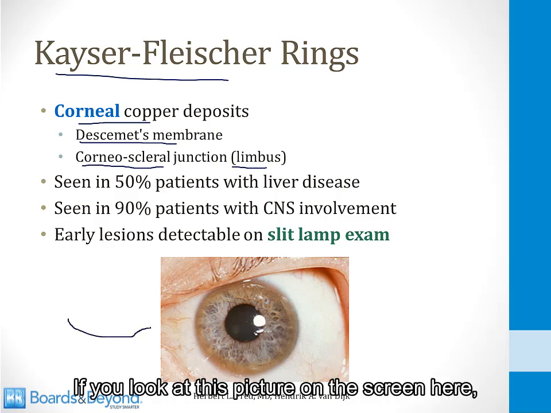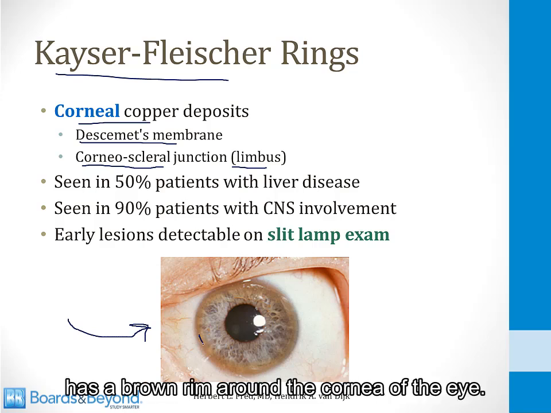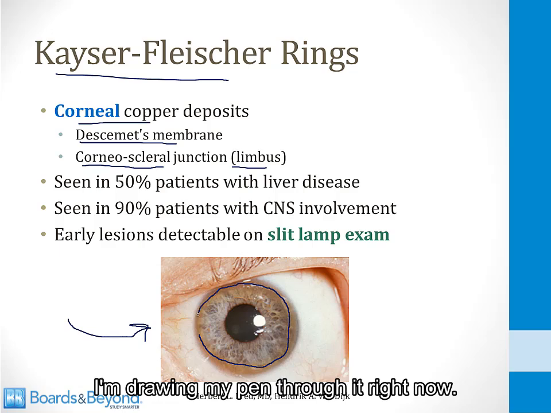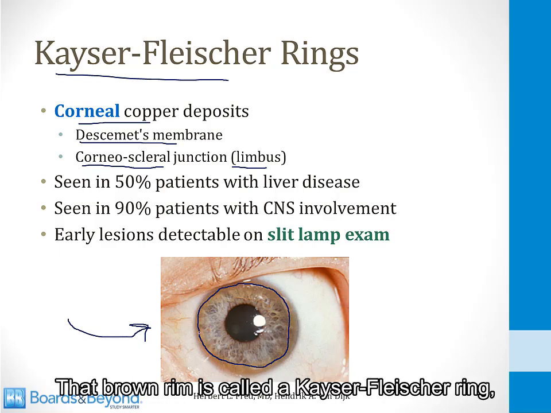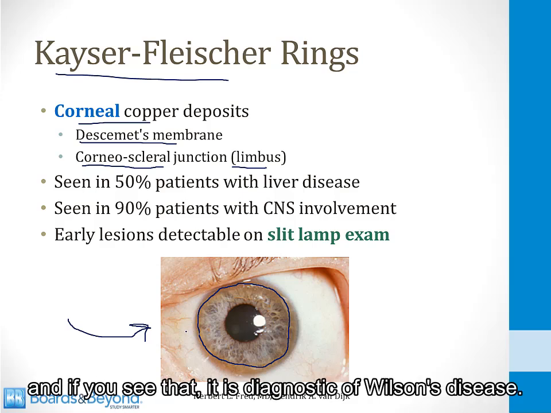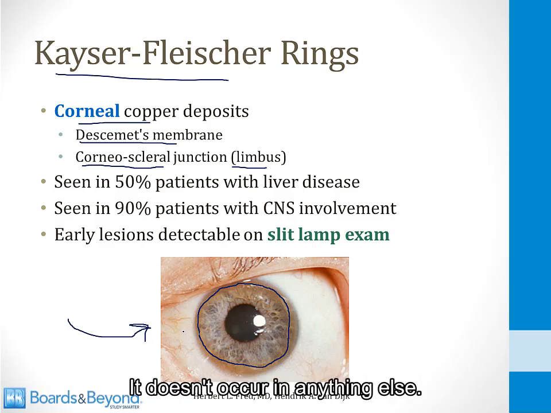If you look at this picture on the screen here, you can see that this patient has a brown rim around the cornea of the eye. I'm drawing my pen through it right now. That brown rim is called a Kaiser-Fleischer ring, and if you see that, it is diagnostic of Wilson's disease. It doesn't occur in anything else.